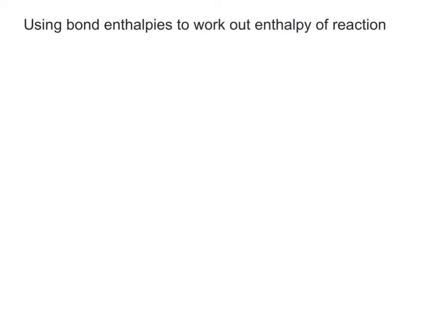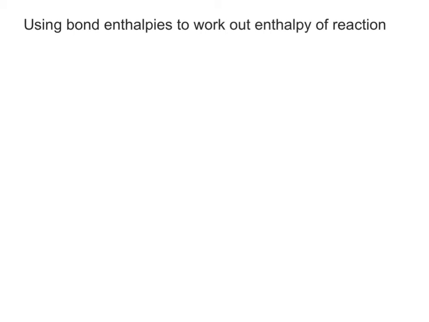Hello and welcome to my quick clip on how to use bond enthalpies to work out enthalpy of reaction. So bond enthalpies are a really useful way and a really easy way of working out the overall enthalpy change of a reaction. Provided you have the right data, in other words the individual average bond enthalpies for each bond present in your reactants and your products, it's really easy to visualize what bonds are being broken and what bonds are being made.